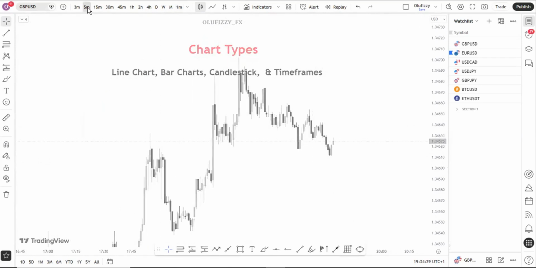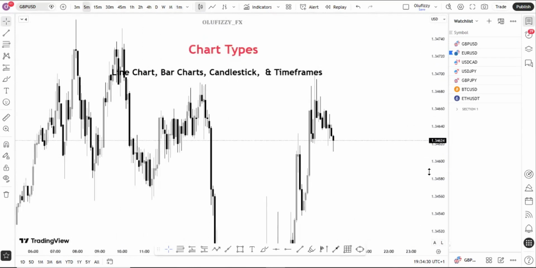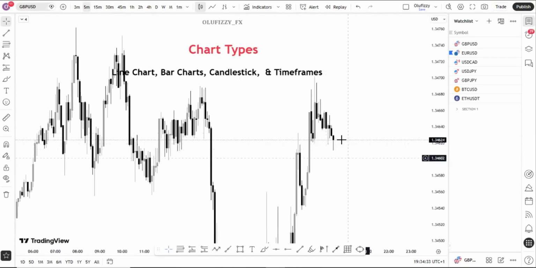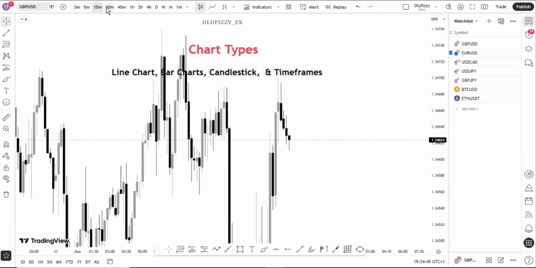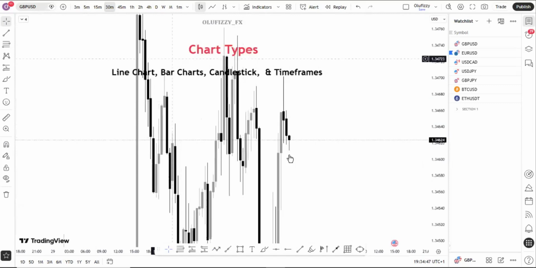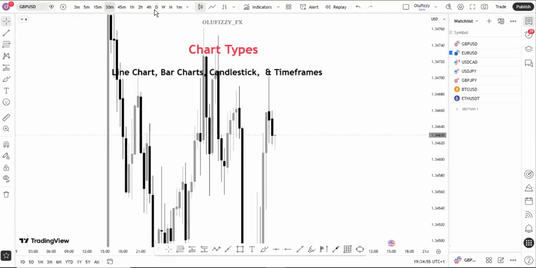So let's go on 5 minutes. Can you see? Which means we are going to have 1 minute charts in every 5 minute chart. And if we go on 15 minutes, we have 5 minute charts in 15 minutes. If we go on 30 minutes, we have 2 15-minute candles inside one 30-minute candle. So that is how it works.